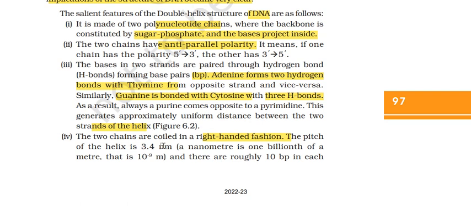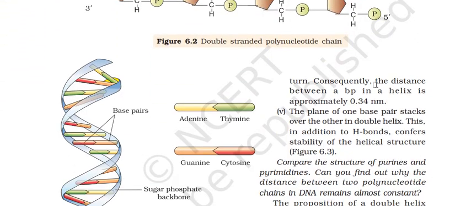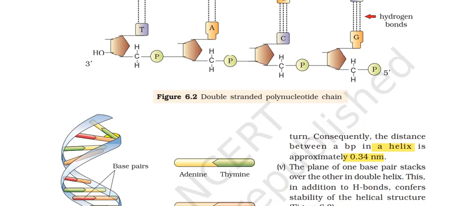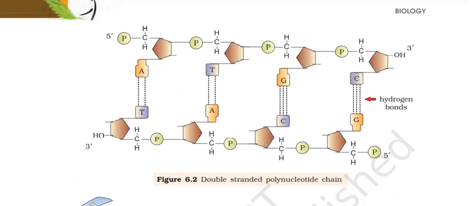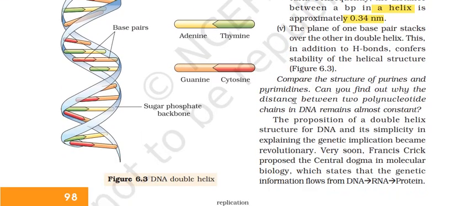The pitch of the helix is 3.4 nanometer. Fine, and there are roughly 10 base pairs in each turn. ठीक है, consequently the distance between a base pair and a helix is approximately 0.34 nanometer. Just numerical values that you have to remember actually. ठीक है, ये यहाँ पे इन्हें दिया हुआ है the hydrogen bonds. ठीक है, G का C के साथ, then G, C, A, T, 2 double bonds only. Here you have 3 of them. Fine, so this is basically the double stranded chain. These are your base pairs again, complementary to the other. Fine, so adenine, thymine, guanine, cytosine.